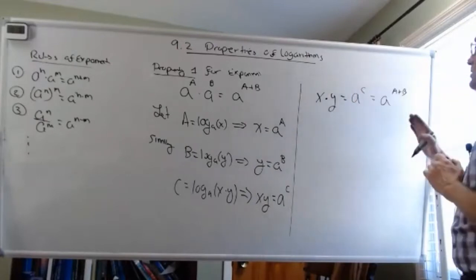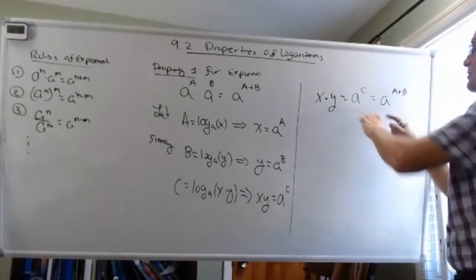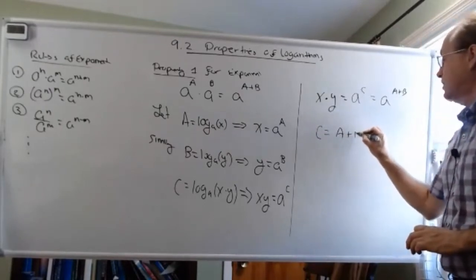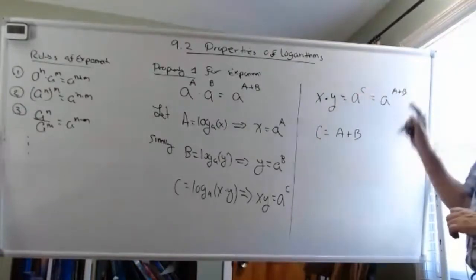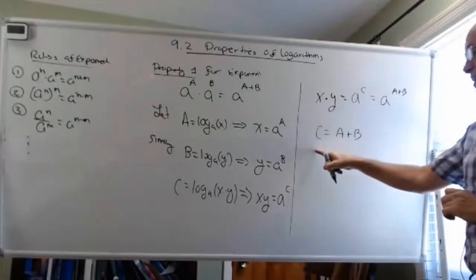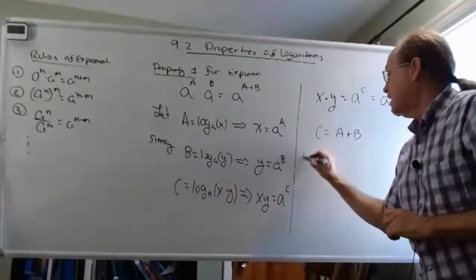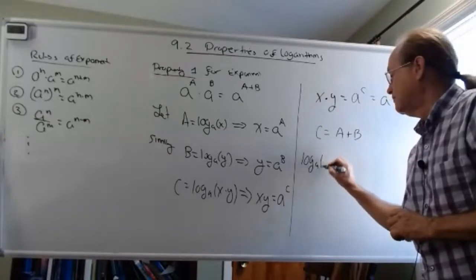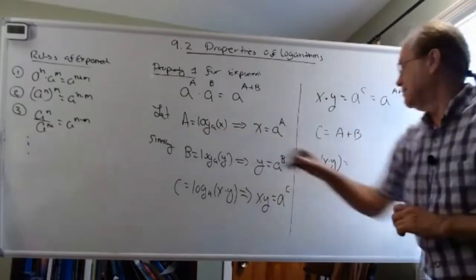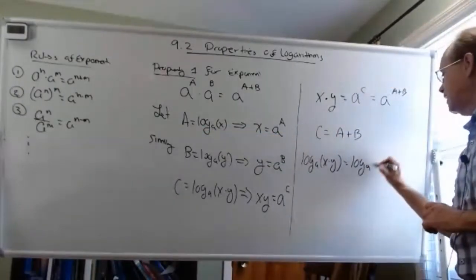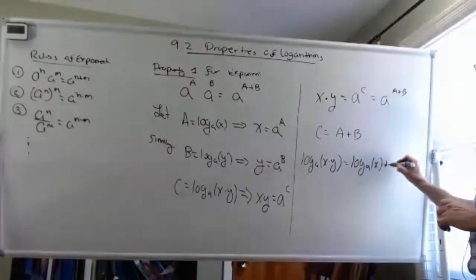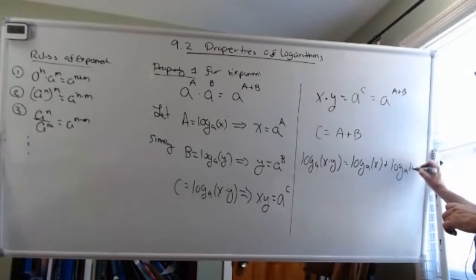So this tells me, same base, that means c has to equal a plus b. Both of those exponents have to be the same. Same base, same exponents. But what is c? Well, c is my log in the base a of x times y. What is a? Well, a is my log in the base a of x. What is b? So I have plus now. Plus b is log in the base a of y.